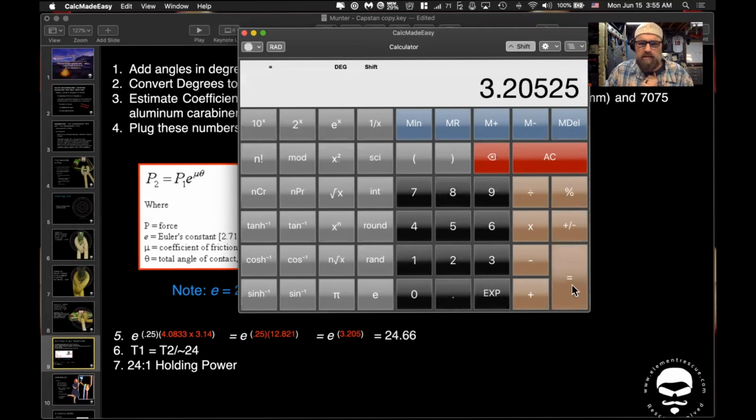All right. So 3.20525. We round that last part off and just go with 3.205. That is our exponent. And now we just have to put that into the Euler's constant. All we have to do is come up here to where that E with the X exponent is and hit it.